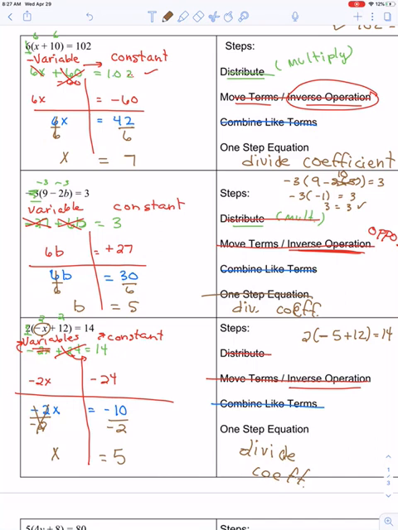So negative 5 plus 12 is 7. So I have 2 times 7. And 2 times 7 is 14. So it checks out. Again, no reason to miss these. Simple, simple, easy checks.